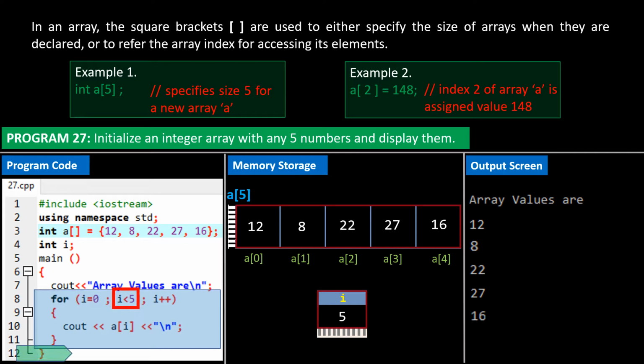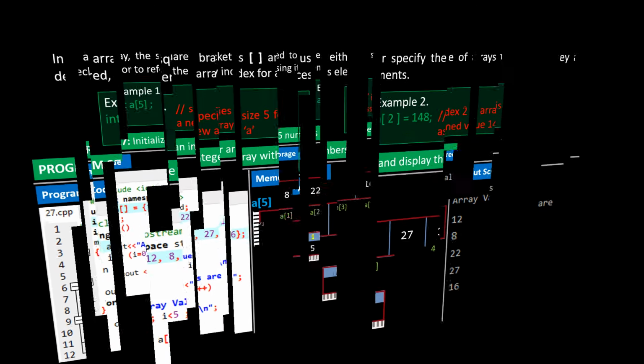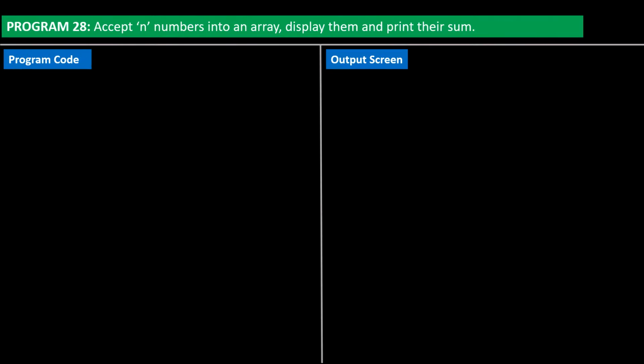We have achieved our task. All numbers in the array have been printed on screen. Let's move over to our next program. Program 28. Accept n numbers into an array, display them, and print their sum.